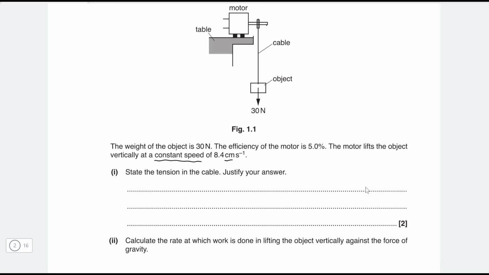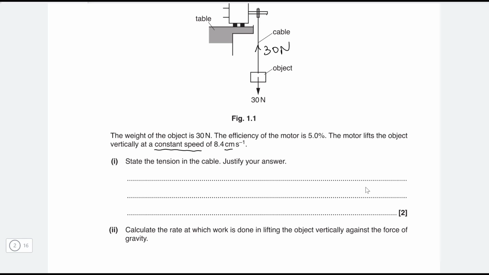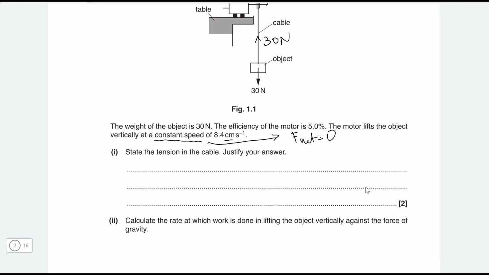Okay, the first question is state the tension in the cable, and then we need to justify our answer. Now the tension in the cable is going to be 30 newtons because the resultant force will have to be zero if it's moving at constant speed. So this statement here, constant speed, means that the net force is equal to zero. Okay, well, let's write this down officially in our answer. So the tension of the cable is going to be 30 newtons, and let's be absolutely precise and say that this is going to be vertically upwards.